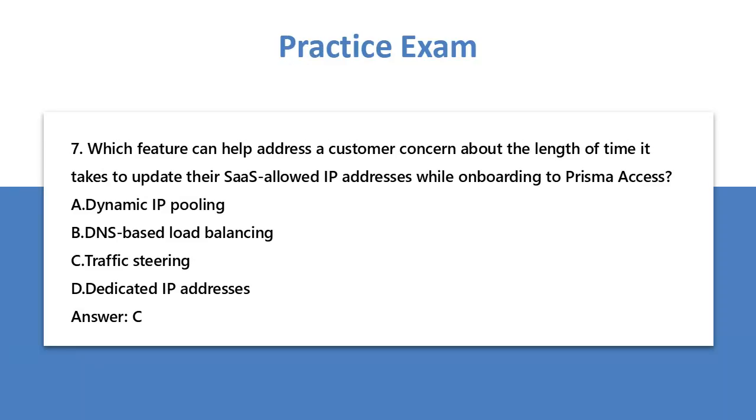7. Which feature can help address a customer concern about the length of time it takes to update their SaaS allowed IP addresses while onboarding to Prisma Access? A. Dynamic IP pooling. B. DNS-based load balancing. C. Traffic steering. D. Dedicated IP addresses. Answer: C.